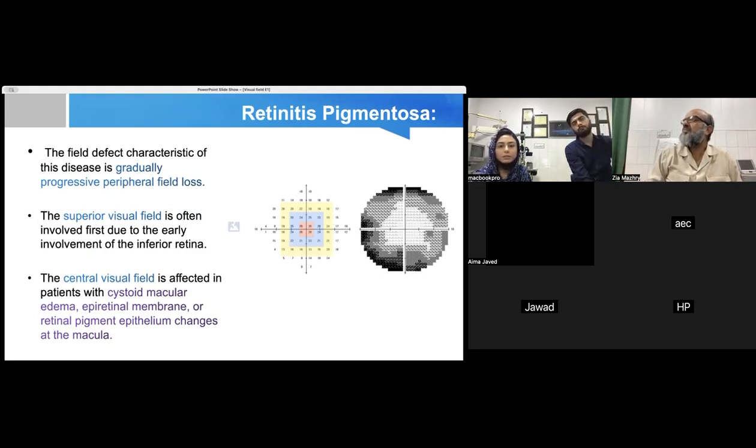In retinitis pigmentosa, the characteristic field loss is gradual and progressive peripheral loss. Superior visual field is often involved first due to the early involvement of the inferior retina. Central visual field is affected in patients with cystoid macular edema, epiretinal membrane, or RP changes at the macula.